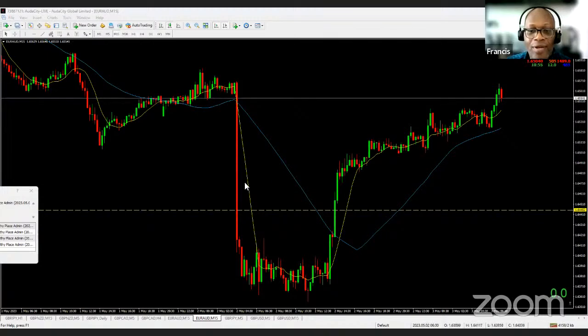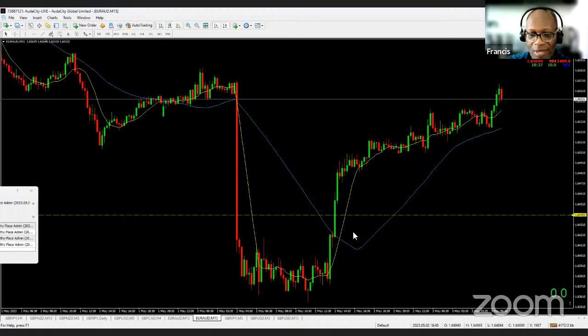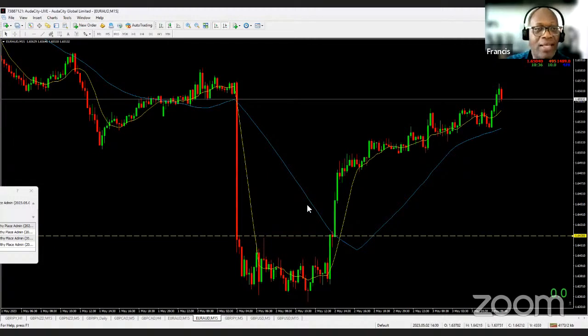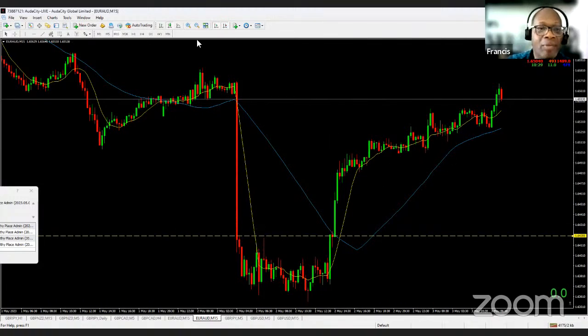I don't know how I missed this trade yesterday. After this long drop overnight, yesterday morning we were stuck in this range. Because I was busy with other things, I could have just come and marked this out, knowing fully well that at some point it was going to break above. I could have captured all this, but that's fine. We don't cry over spilled milk.